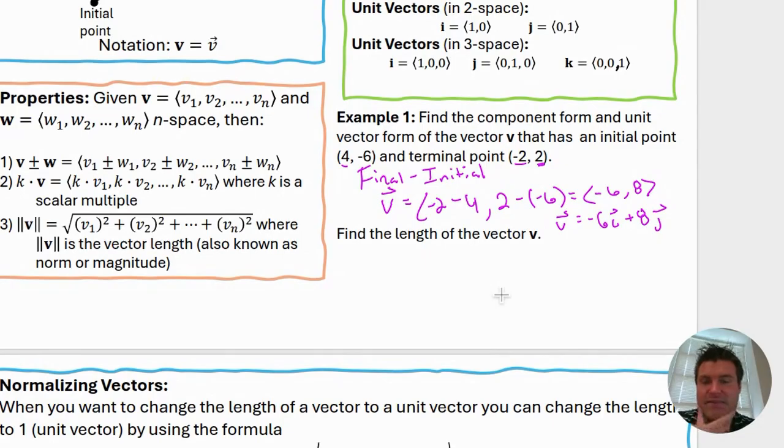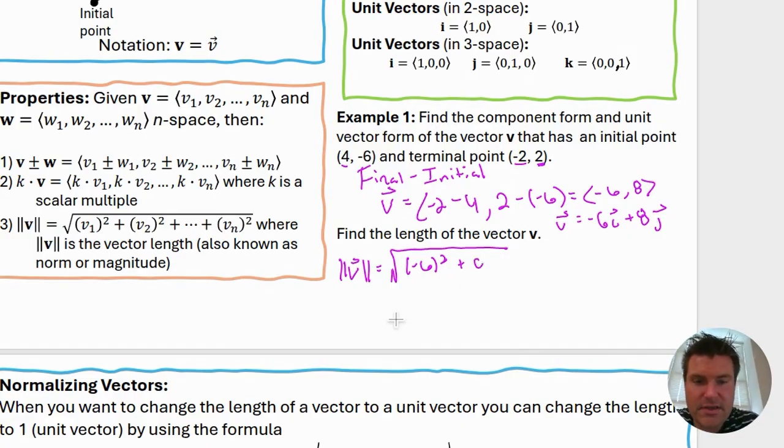Let's go ahead and find the length of vector v now. First, notation: double bar of v is equal to the square root of, I'm going to square the first component, which is -6, so -6 squared, plus I'm going to square this second component right here, so 8 squared, and it's going to give me the square root of 100, which we know as 10.